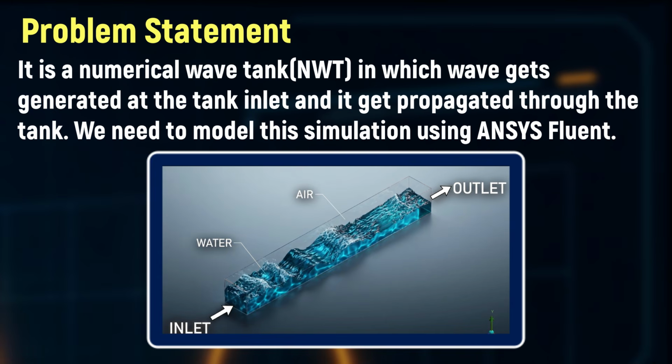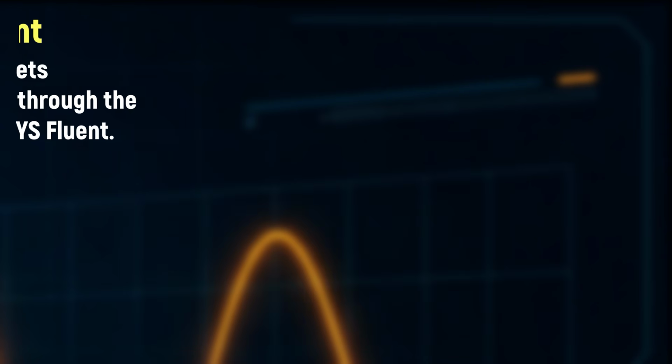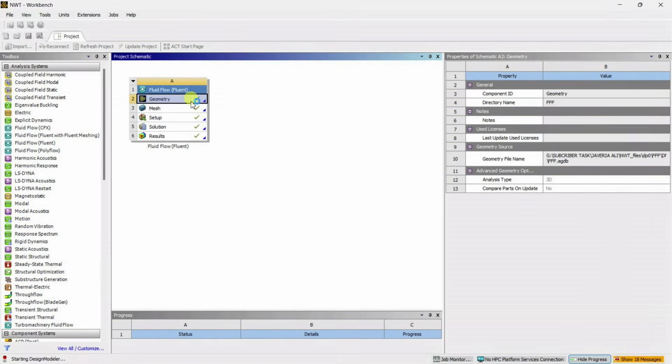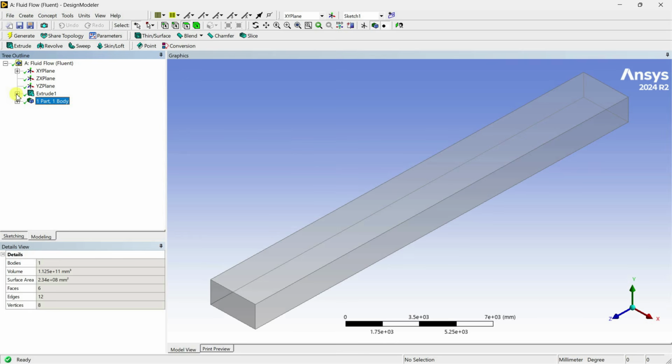It is a numerical wave tank in which wave gets generated at the tank inlet and it gets propagated through the tank. We need to model this simulation using ANSYS Fluent. In this video, I am going to show you how I have created the numerical wave tank simulation.